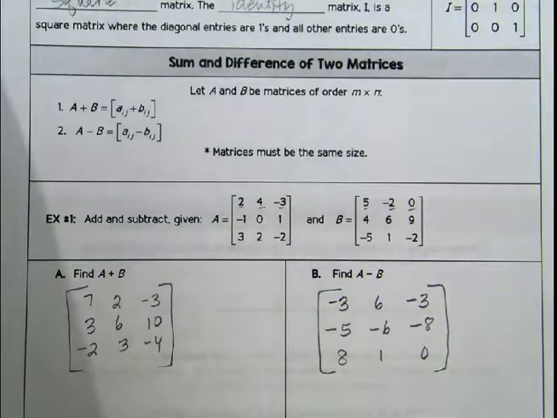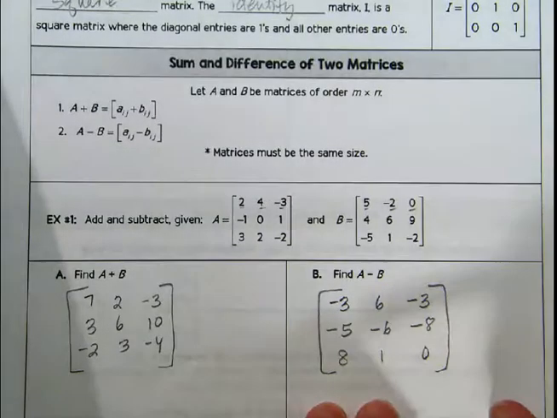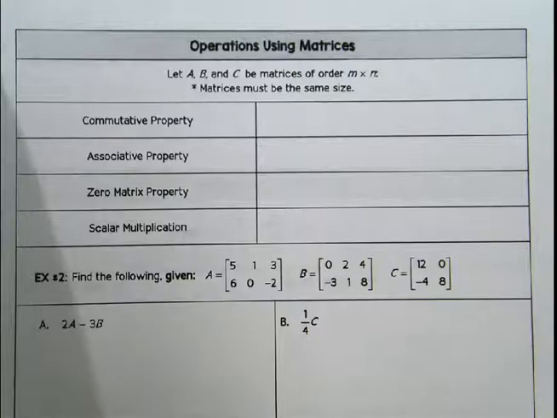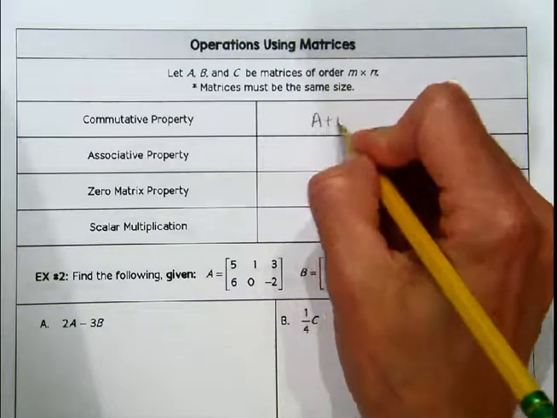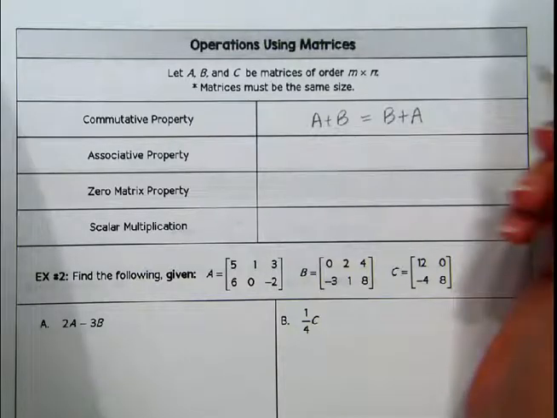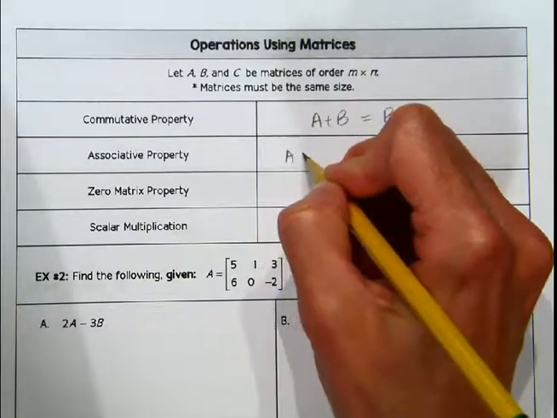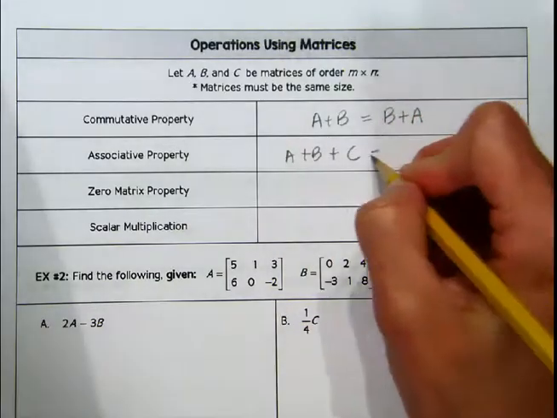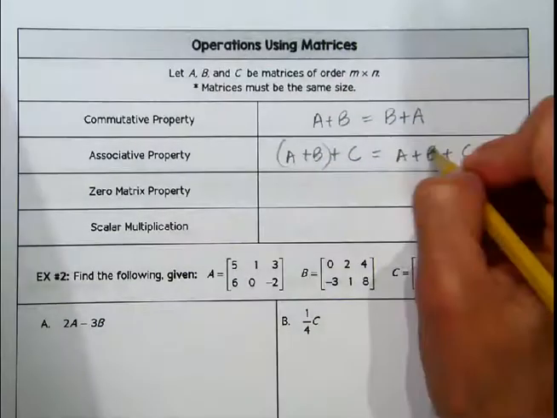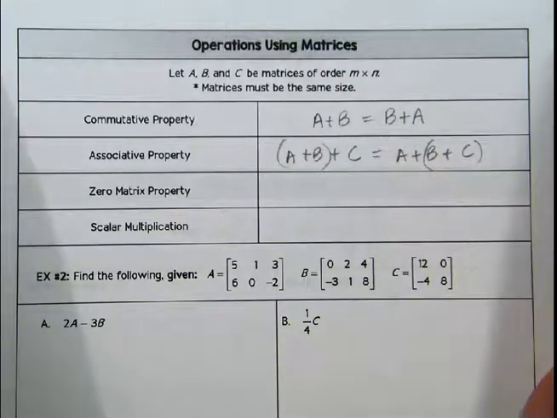Now the next part, we're looking at operations of matrices. Let A, B, and C be matrices of the order M by N. They do have to be the same size for these things to work. It does work for the commutative property. Like you can add A plus B or B plus A. It's the same exact thing. Associative property means you can change the grouping. So you have A plus B plus C. It doesn't matter if you add these two together first, or these two together first. You're going to get the same thing.